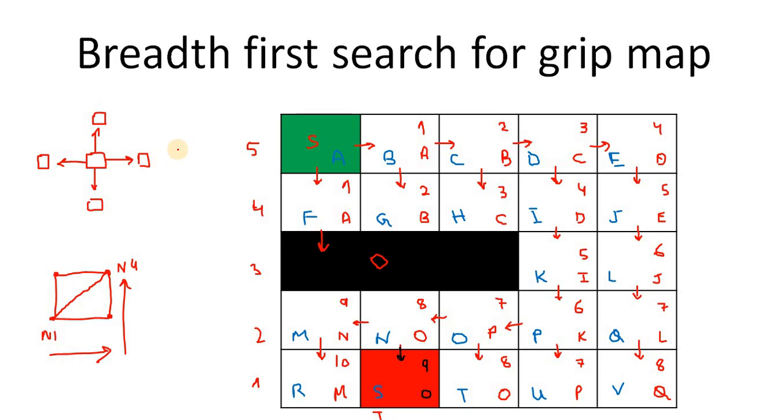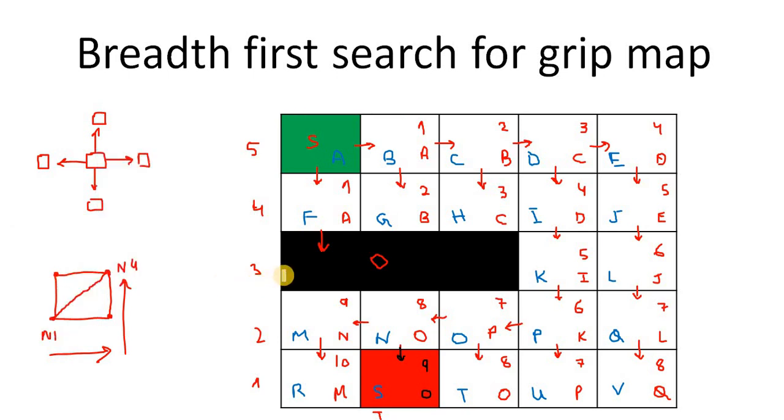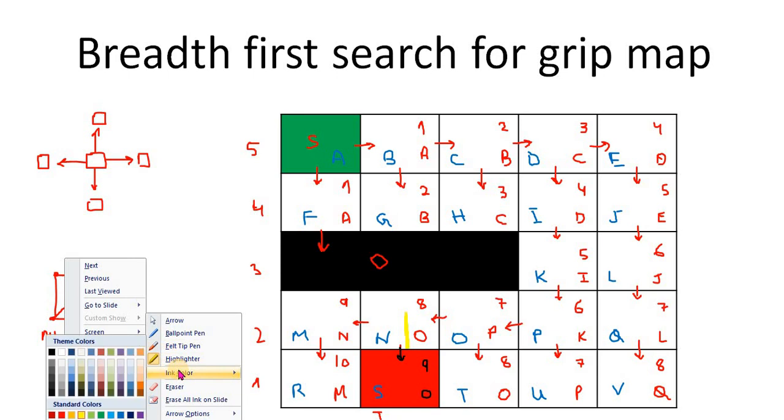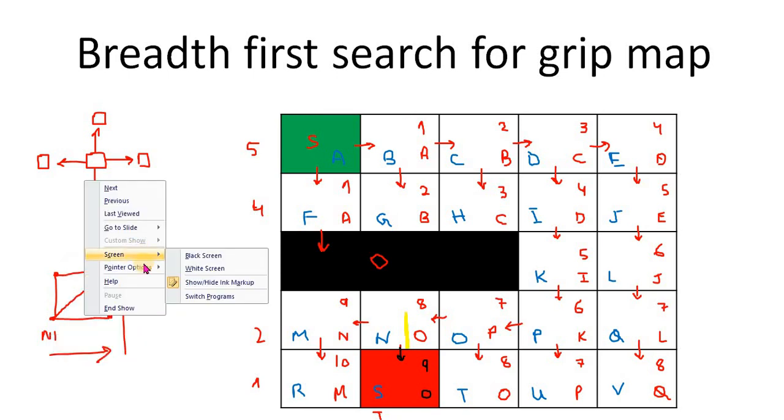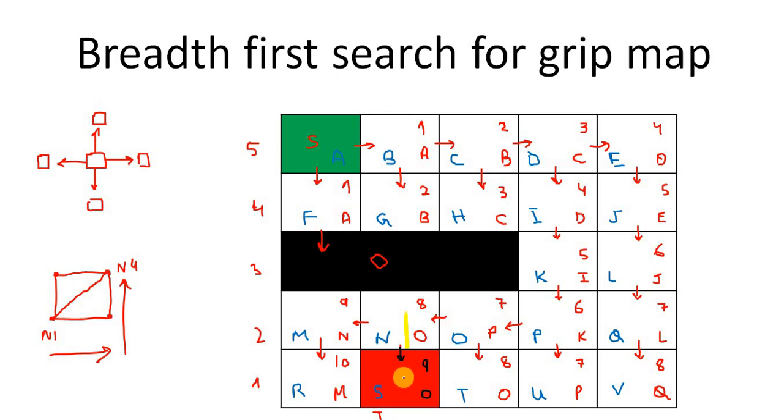So let's draw the path using this parent method. Okay, starting from here, we just follow the parents. So S has a parent of O. Or should I change the color to something else? Let's choose a different color. Let's say this purple. So starting from here, you will see that S has a parent O, and then S has a parent.